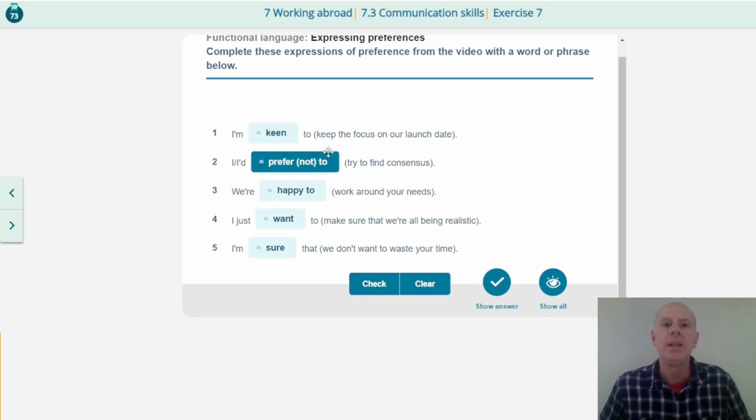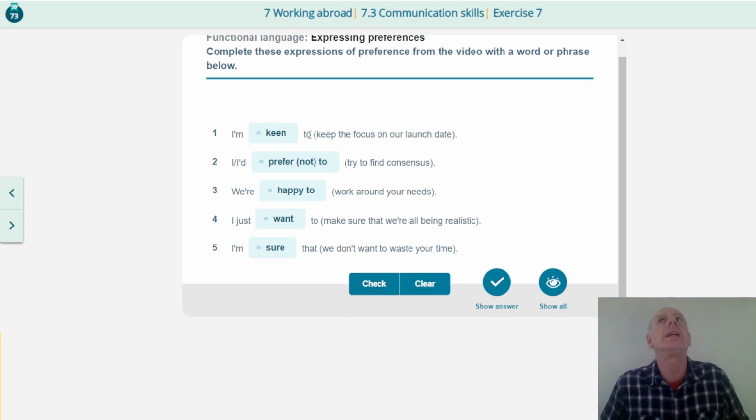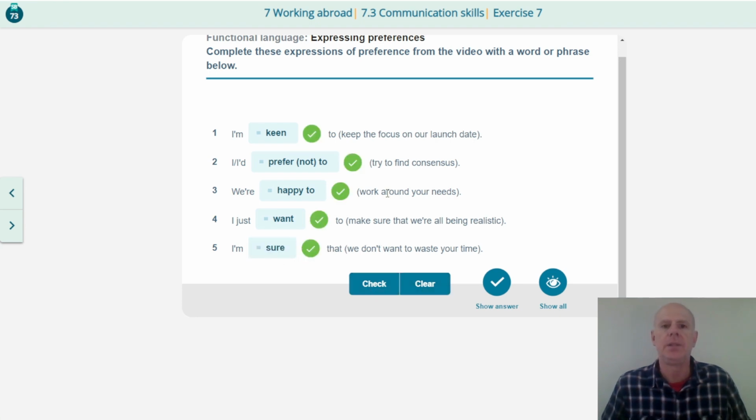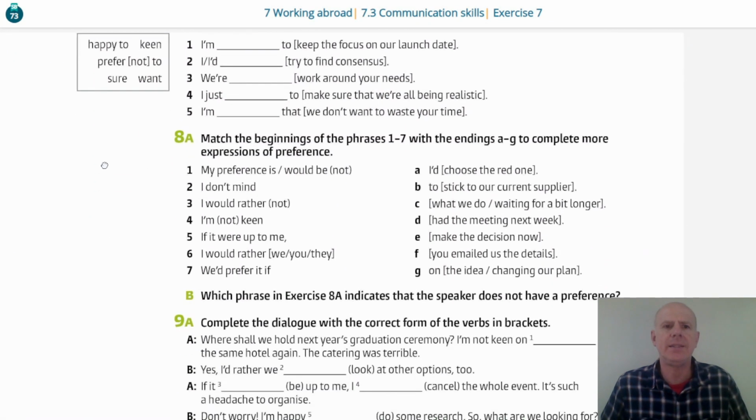These are the options. These are expressions that we use if you prefer to do something or not to do something. You're happy to, infinitive. You want to, infinitive. And if you are keen to do something, if you are sure of something, and so on. Right? Good. So let's go to exercise 8.